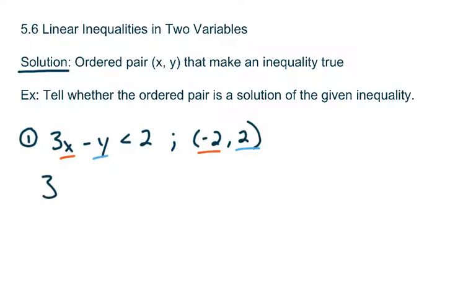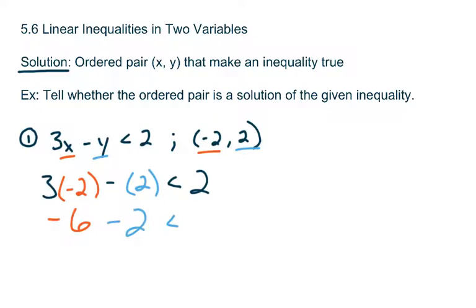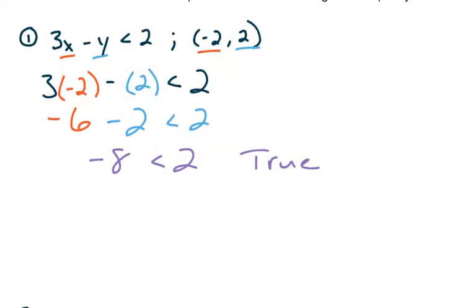and let's just plug in everything and see what we get. So we get 3 times my x value, which is now negative 2, minus my y value, which is positive 2. And we're going to see if that is less than 2. That's the real question. So 3 times negative 2 is negative 6, and then that'll be minus 2. Negative 6 minus 2 is negative 8, which is less than 2. This is a true statement. So the question says, tell whether the ordered pair is a solution. We can say that yes, negative 2, 2 is a solution.